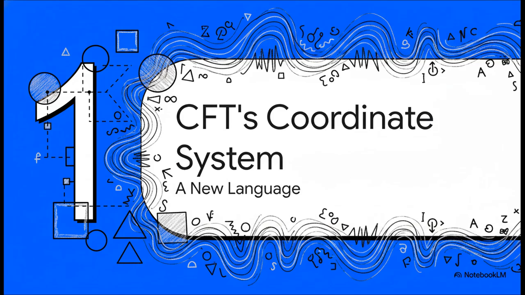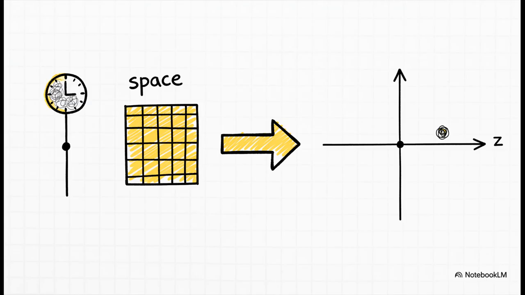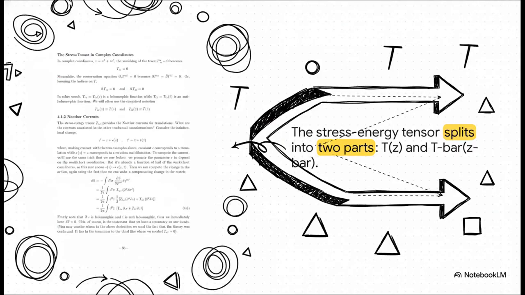To really wrap our heads around CFT, we've got to learn to speak its language. And trust me, it's a very elegant one. So right off the bat, here's the first big trick CFT pulls. Instead of messing around with separate coordinates for space and time, we just combine them. We use a single complex number z and its partner, z bar. This one simple move cleans up the math in a way that's hard to overstate. It's just cleaner.